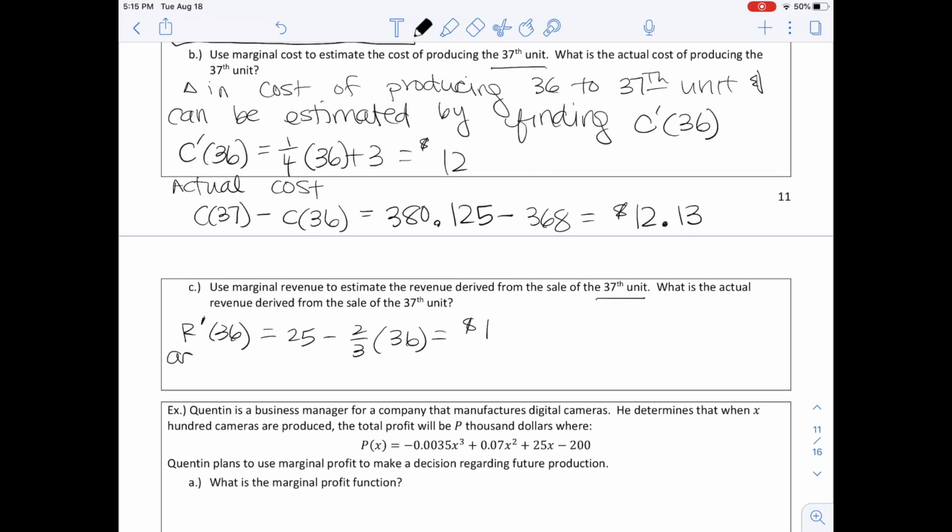And the actual is going to be R of 37 minus R of 36. And then substituting 37 into our revenue function, we are going to end up with 468.67, minus, and then substituting 36 into our revenue function, we get 468. So this works out to being about 67 cents. So again, relatively close to one another.